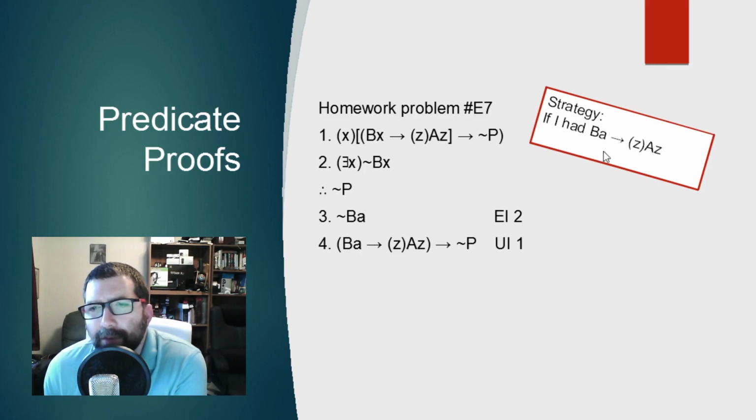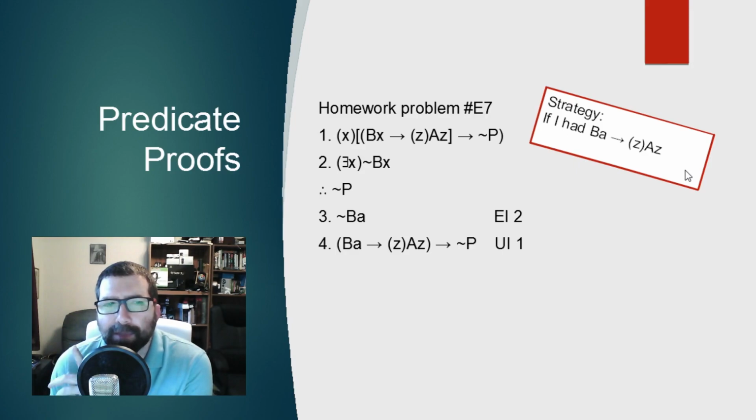So maybe there's something we could do involving not BA, and you notice there's one of those replacement rules that we had worked on a few weeks ago. Those replacement rules allow you to convert back and forth between a conditional statement like this and a disjunction, an or. If we were able to get this statement, not BA or ZAZ, we could use material implication to create a conditional from that, BA then ZAZ. So if we were able to get this, we would be in good shape.